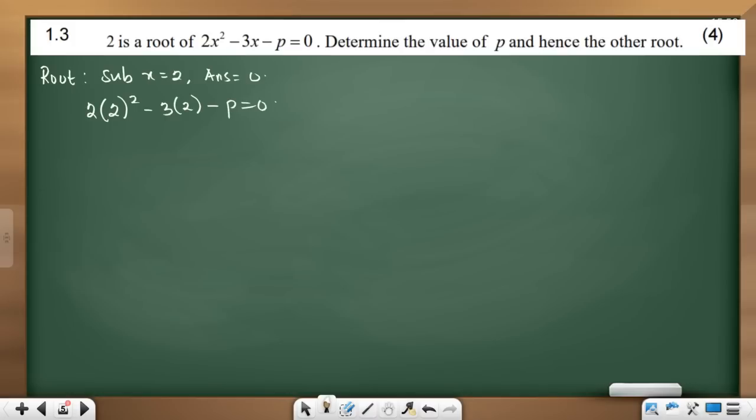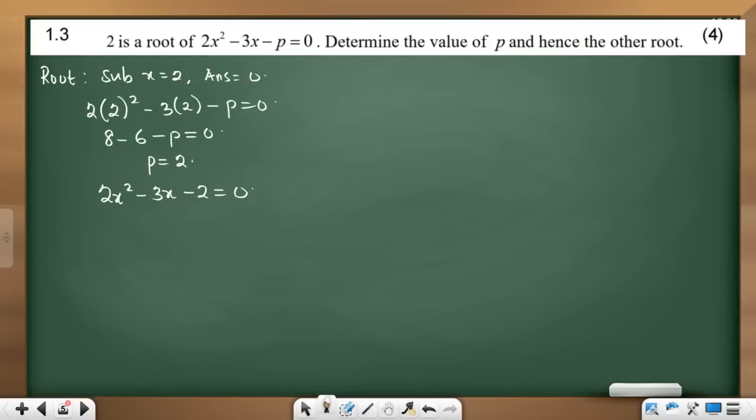So let's expand. 2 would give us what? 8 minus 6 minus p. So this examiner is checking, do we understand the meaning of roots? All right, so what is the value of p? P is 2. So 2x squared minus 3x minus 2. And now we are supposed to factorize and solve that.